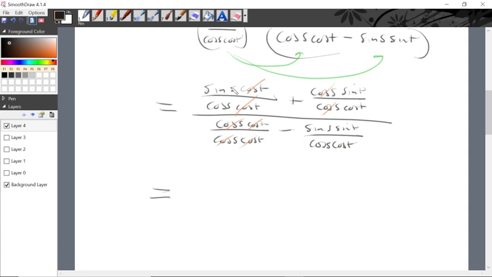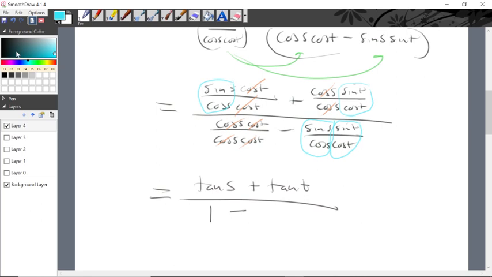So here's what we have now. We have sine s over cosine s, but that is the tangent of s, plus sine of t over cosine t, but that is the tangent of t. This simplified to a 1. We have a minus here. Now we have the sine of s over cosine of s, and that's sine of t over the cosine of t, just like we had here. But now we have the product of those two. So that would be the tangent of s times the tangent of t.